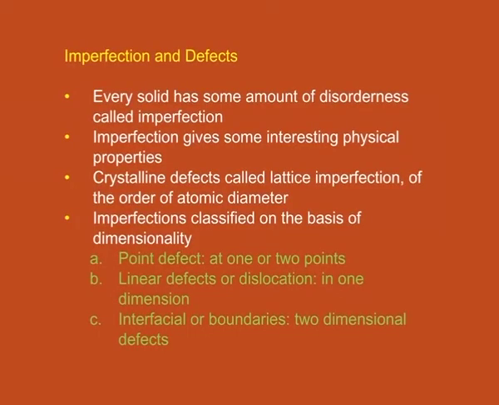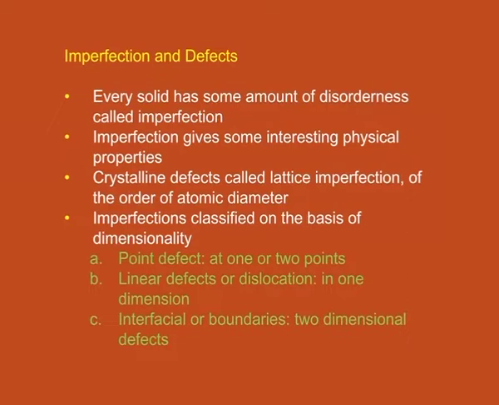What is imperfection? Every solid has some amount of disorderness called imperfection. Now, imperfection gives very special physical and chemical properties to the solid. Now, crystalline defects are called lattice imperfection, which are of the order of atomic diameter, and imperfections in crystals are basically classified on the basis of dimensionality.